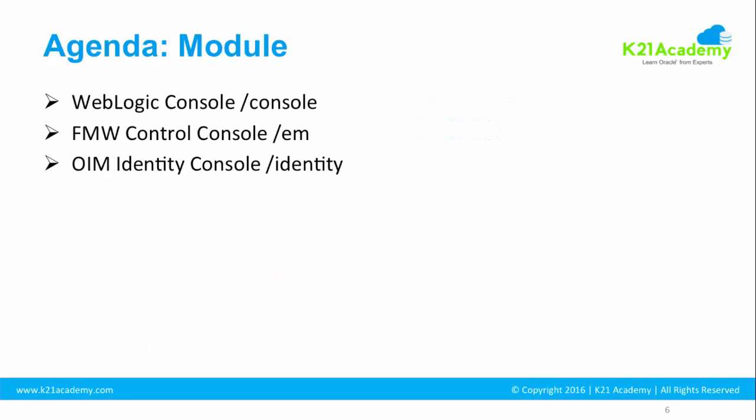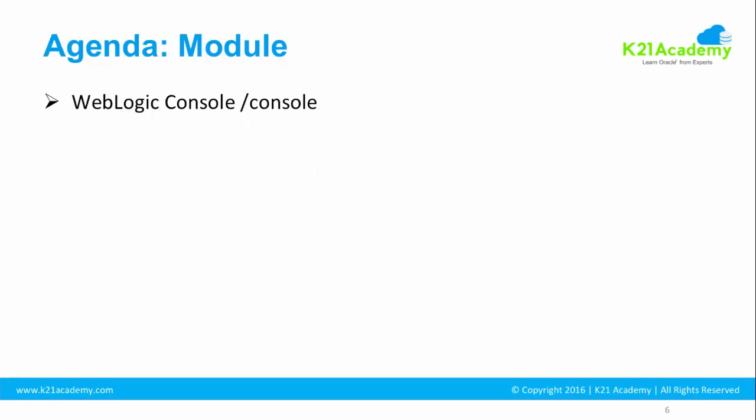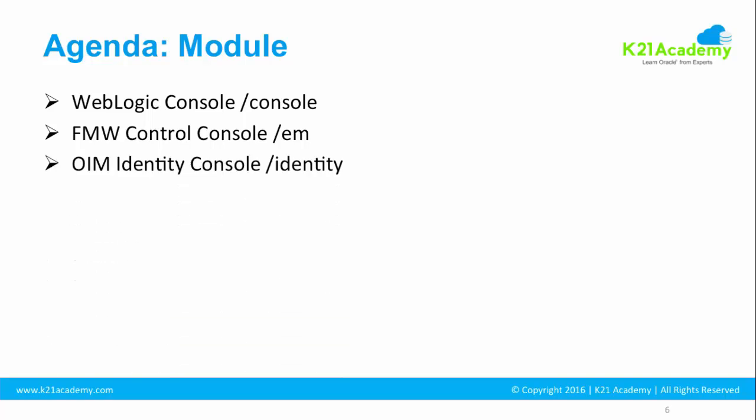So in this lesson we are going to look at the third console, that is Identity Console in Oracle Identity Manager. The first console we looked at in lesson 1 was Oracle WebLogic console. Then in the previous lesson we looked at Oracle Fusion Middleware Control console or Enterprise Manager console. Now, in this lesson we are going to look at Identity console, which is /identity, and that gets deployed on Oracle Identity Manager managed server. The fourth console is going to be sysadmin console that we are going to look at in the next lesson.